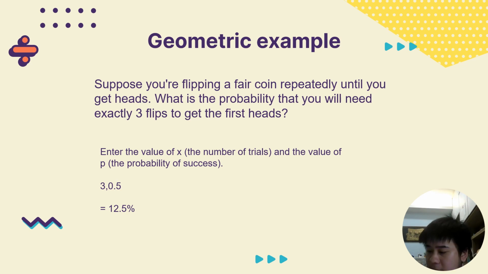Now you see it says exactly 3 flips. Sorry, I didn't include geometpdf on here. So we're going to use geometpdf. Now you know why, right? Exactly 3 flips. Exactly 3. So you go to second vars, go to geometpdf. The x value, the number of trials, is 3. The p value, for flipping a coin, is 0.5. That should give you 12.5%. Just like that. Okay?